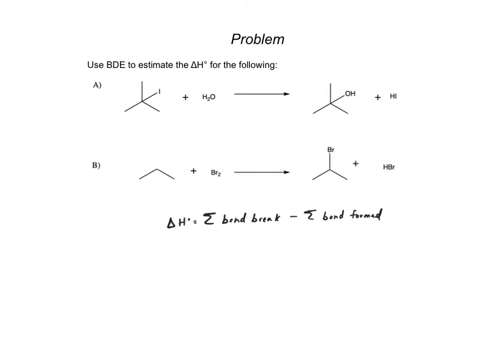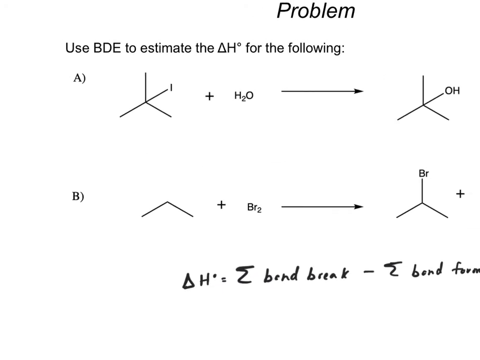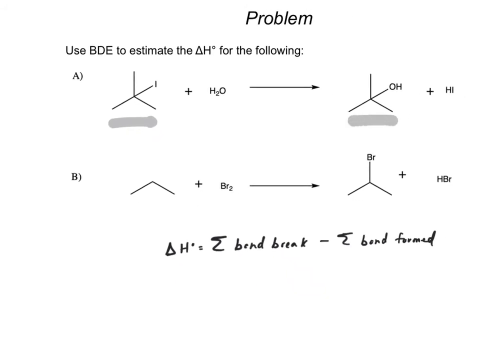Right, so we have to go in and look at these and figure out what bonds we broke and then what bonds we form. We look up the values, we sum them, and then we subtract the 2, okay? So for A, we're taking this molecule and turning it into this molecule. So again, I have to recognize what's actually happened, right?